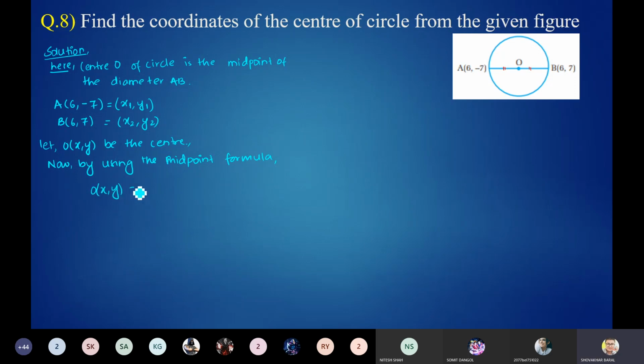O(x, y) is equal to ((x1 plus x2) by 2, (y1 plus y2) by 2). Replace the values. x1 is 6, x2 is again 6, y1 is minus 7, y2 is 7, divided by 2. So it will be 6 plus 6 is 12 divided by 2, 0 divided by 2. So 12 divided by 2 is 6 and 0 divided by 2 is 0.